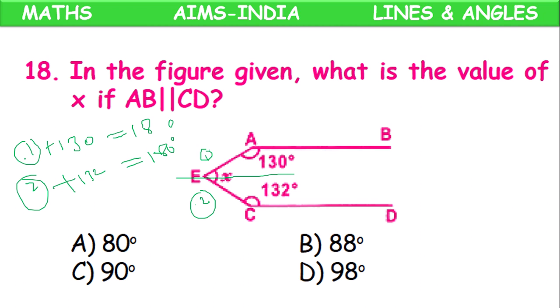So if we add both, angle 1 plus angle 2, this 130 plus 132, how much? 262. This 180 plus 180, how much? 360. So 360 degrees, this 262 will go that side, minus 262. So 1 plus 2 is how much? X. 1 plus 2 is equal to X. So X equals, if we subtract, we will get the answer 98. So answer D option, 98 degrees is the correct answer.